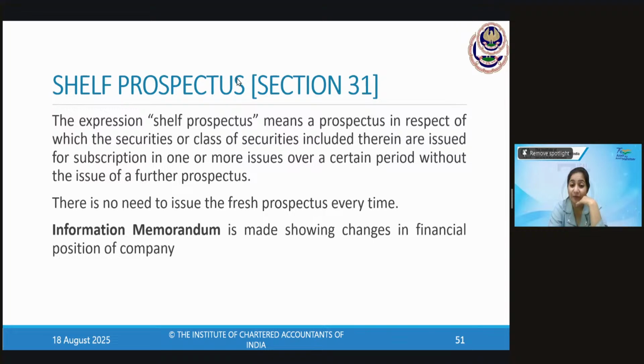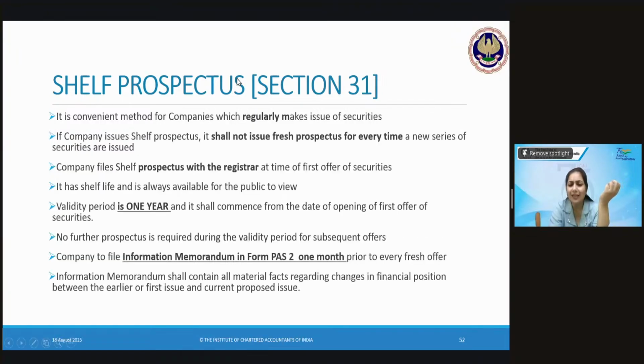Yes, Ashwarya, information memorandum has to be given before every subsequent issue, and shelf prospectus plus information memorandum is equal to deemed prospectus. तीन जगह हमने deemed prospectus word पढ़ा है, section 25, section 28 and section 31 when we use the word shelf prospectus. Absolutely correct. What are the things to be given in the information memorandum?